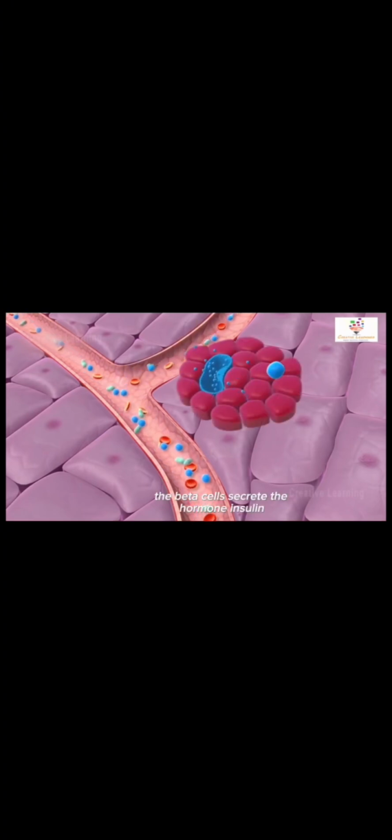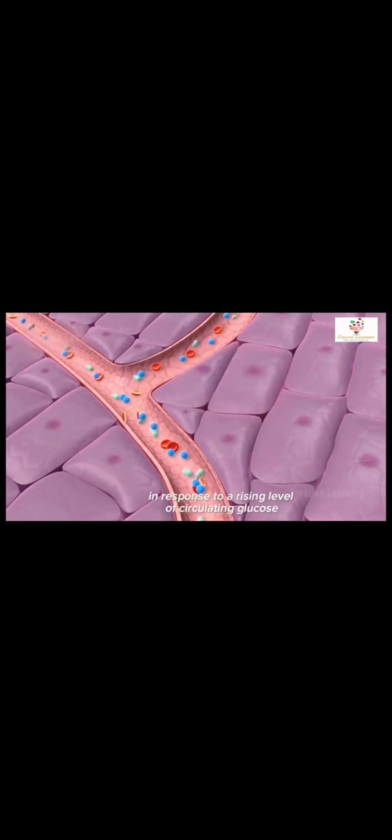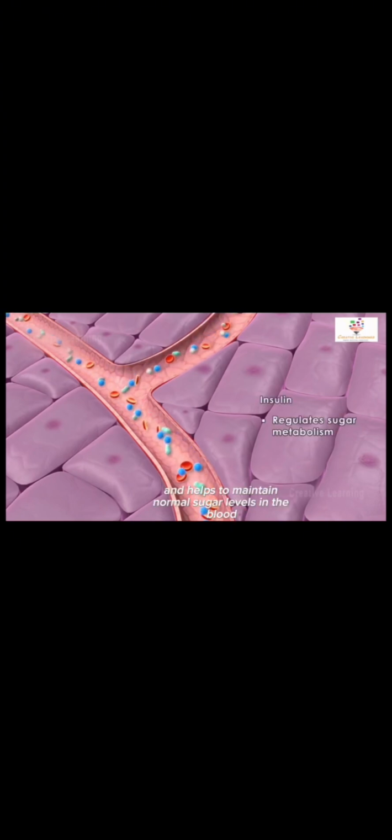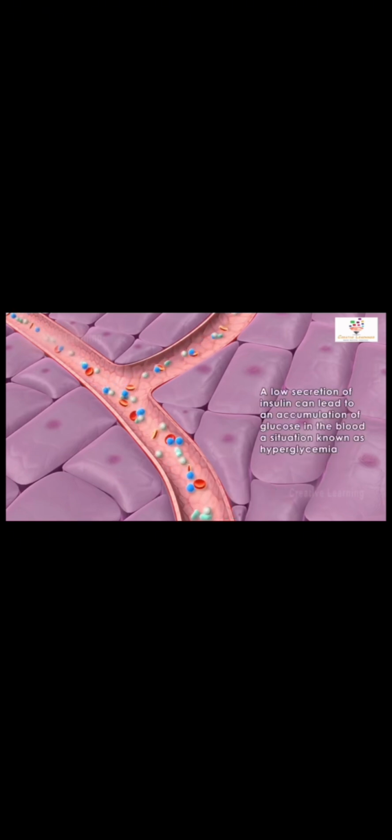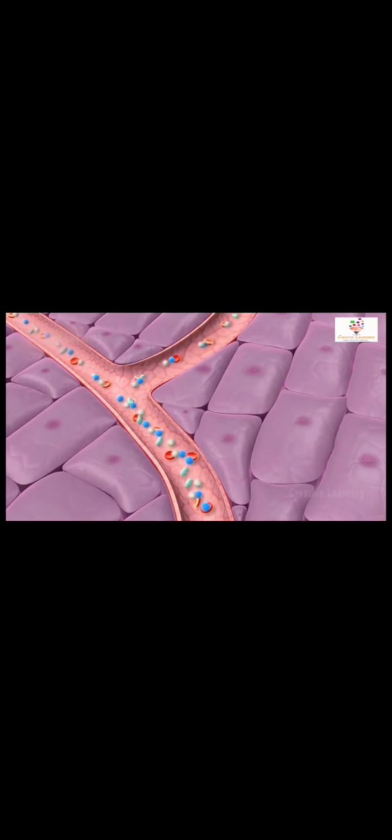The beta cell secretes the hormone insulin, in response to a rising level of circulating glucose. Insulin regulates sugar metabolism and helps to maintain normal sugar levels in the blood. A low secretion of insulin can lead to an accumulation of glucose in the blood, a situation known as hyperglycemia, and to the metabolic disorder diabetes mellitus.